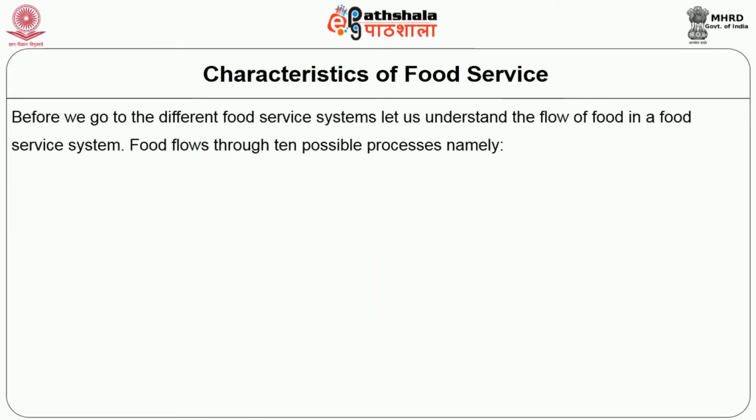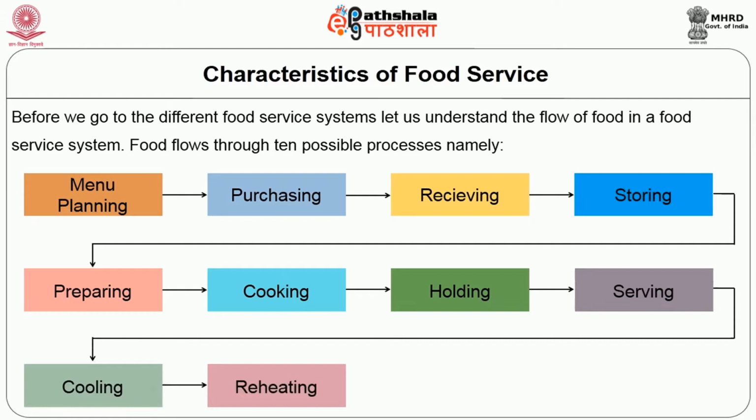Before we go to the different food service systems, let us understand the flow of food in a food service system. Food flows through 10 possible processes, namely menu planning, which is followed by purchasing. After purchasing, the goods are received, then they are stored. After storing, they go for preparation or the pre-preparation, the final production or the cooking part. Then the cooked product is held either at cold or hot temperatures. Then it goes for serving, cooling and again reheating.